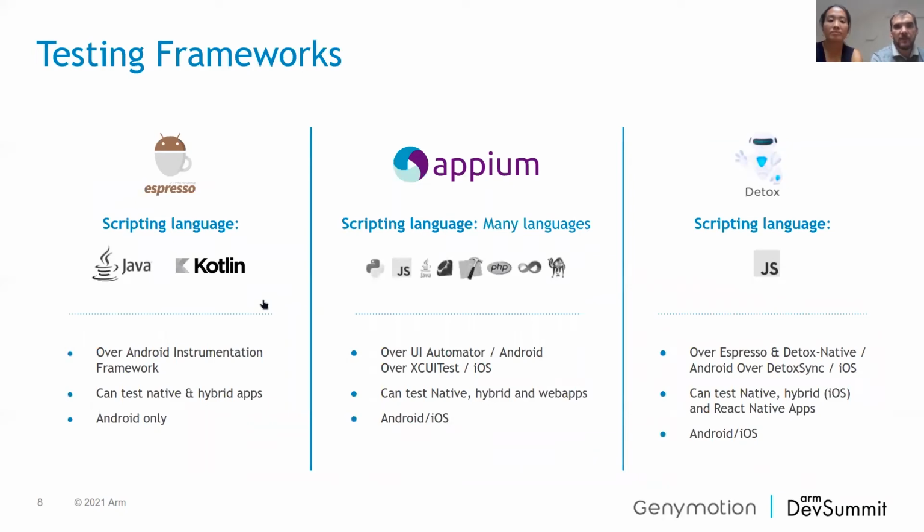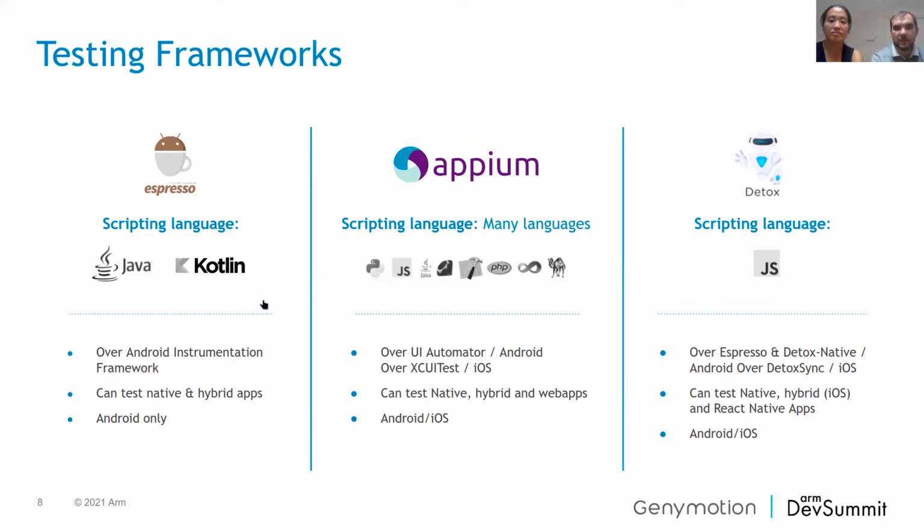The most used testing frameworks for Android mobile tests are Espresso, Appium, and Detox. All of them are able to test native and hybrid applications. Appium can also test web applications, and Detox is known for testing React Native applications. Espresso is essentially used by developers because Espresso needs to have access to the source code. It is used only on Android, and it supports Java and Kotlin languages.